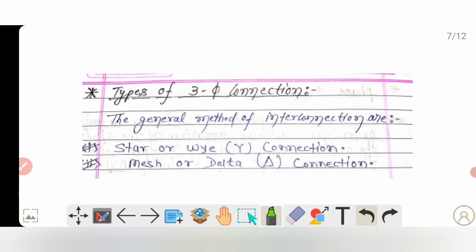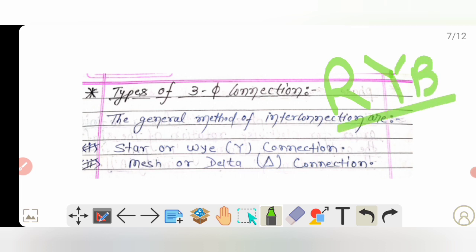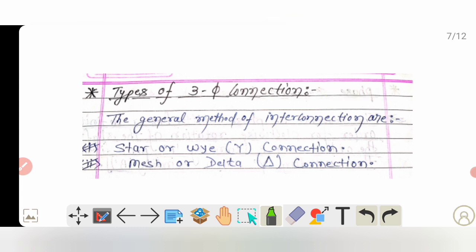Now we will move to the next topic, that is types of three phase connection. My dear friends, we know that in three phase there are three phases present. The first one is R, the second one is Y, and the third one is B, and there will be a neutral which is denoted by N. We will discuss this further in this video. There are two types of three phase connection. The first one is known as star or Y connection, and the second one is mesh or delta connection. Means a star connection is also known as Y connection and mesh connection is also known as delta connection.